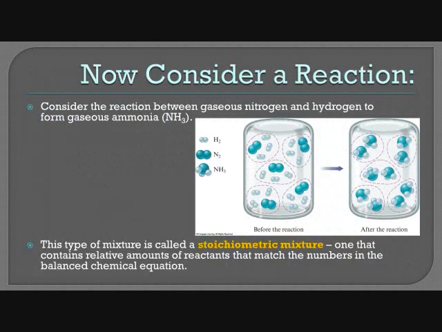So consider the reaction between gaseous nitrogen and hydrogen to form gaseous ammonia. So in this model, we were just talking about models, weren't we? We have H2, we have N2, we have NH3. If we were to write the balanced equation, we would see reacting both of those together to make ammonia. To balance it, we would need to put a 2 there and a 3 there. That's kind of weird, 3, sorry.